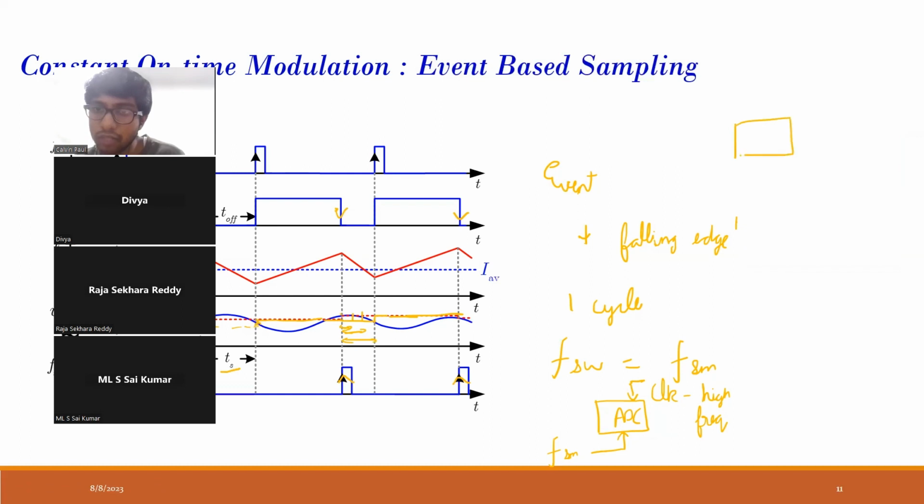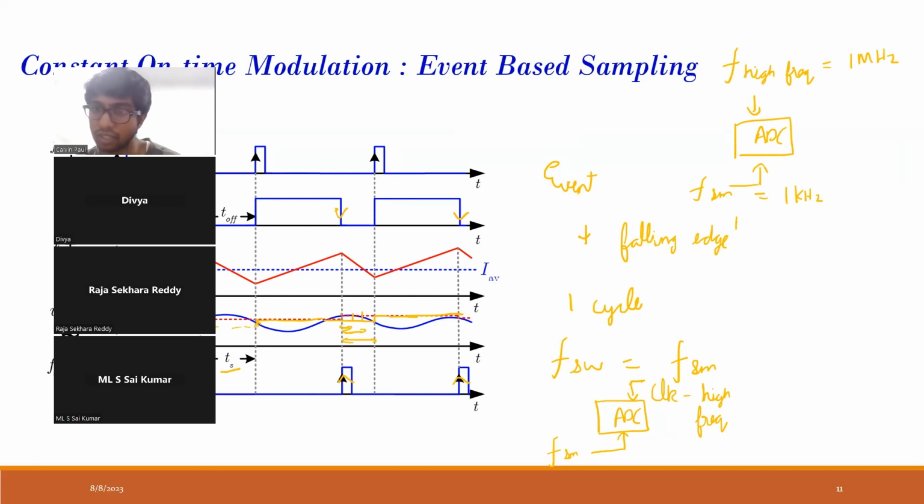Okay. This is my ADC. This is my FSM. This is my high frequency clock. Suppose FSM is coming at a rate of 1 kilohertz. This might be coming at a rate of around 1 megahertz.